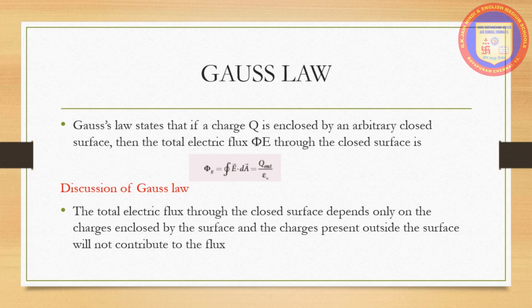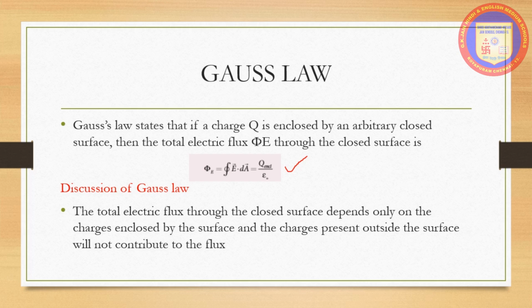Next we are going into the topic Gauss law. Gauss law states that if a charge Q is enclosed by an arbitrary closed surface, then the total electric flux phi E through the closed surface is phi E is equal to closed integral E vector dot dA vector, which is equal to Q enclosed divided by epsilon naught. Here, Q enclosed denotes the charges inside the closed surface.